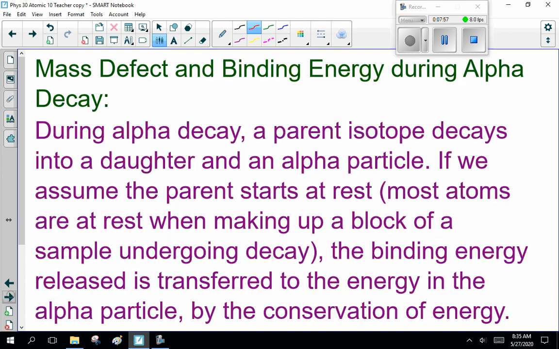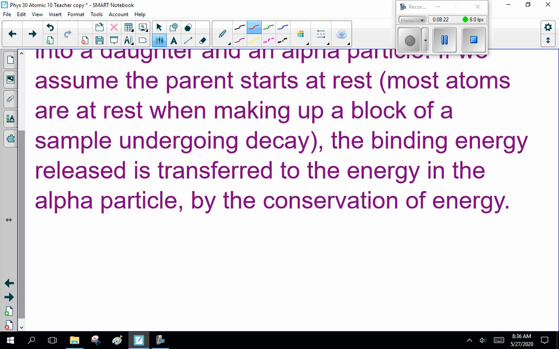I hope so. Now, mass defect and binding energy during alpha decay. So, during alpha decay, a parent isotope decays into a daughter isotope and an alpha particle. If we assume the parent starts at rest, and most atoms are at rest when making up a block of sample undergoing decay, the binding energy released is transferred to the energy in the alpha particle by conservation of energy.